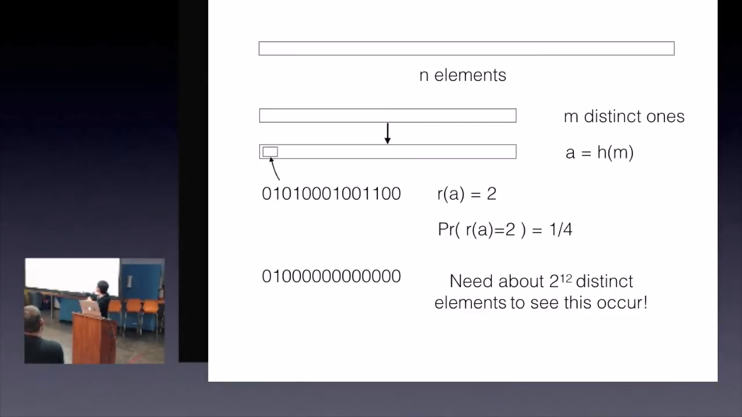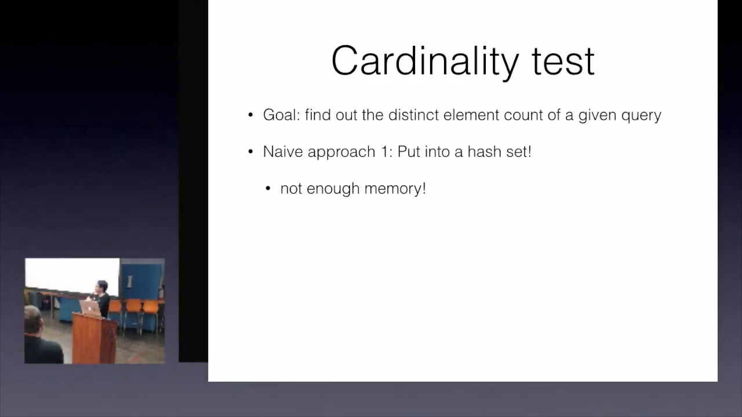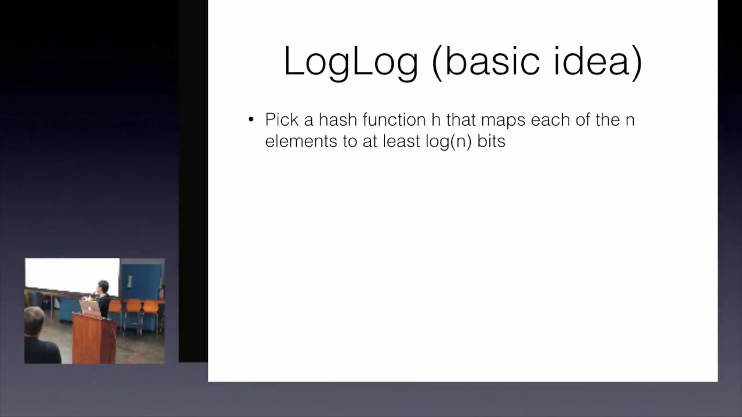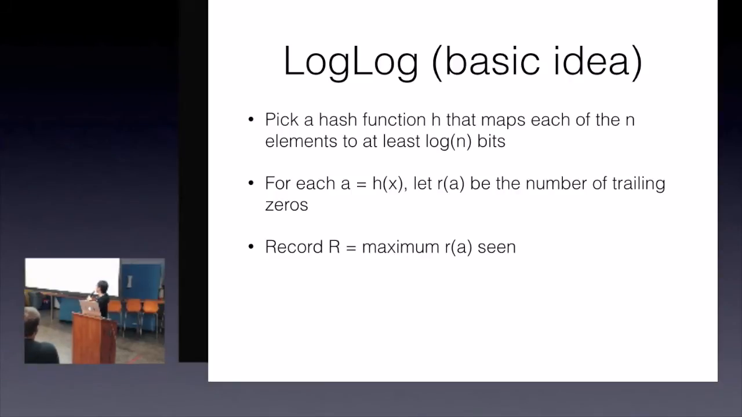So let me jump back. The algorithm goes like this: you record R, the maximum number of trailing zeros you have seen. You will see 2 zeros this time, and then you see 4 the next time, so you record 4. You see 3 the next time, and you still have the largest number, 4. What can this give us? This is a strong statement: the cardinality is 2 to the power of R.